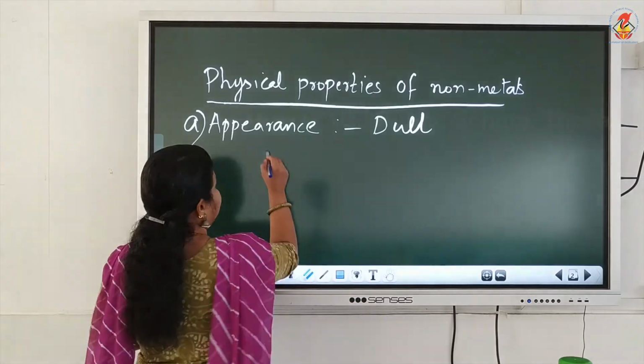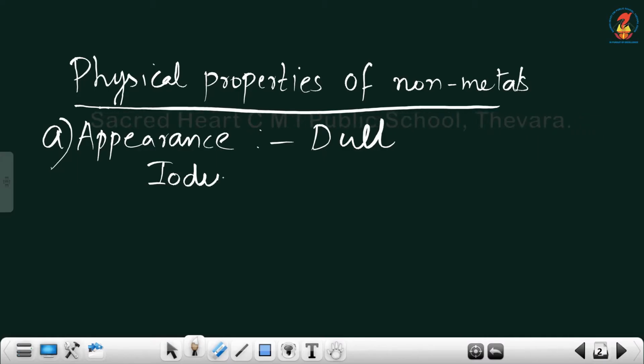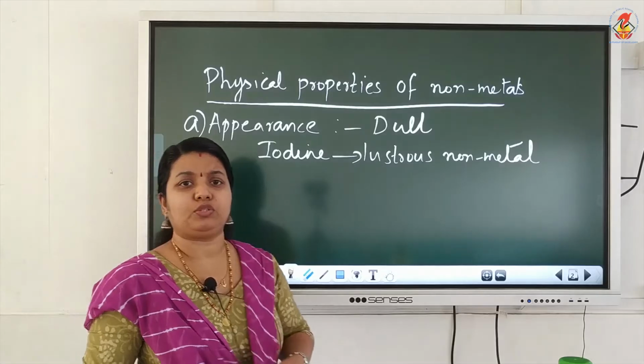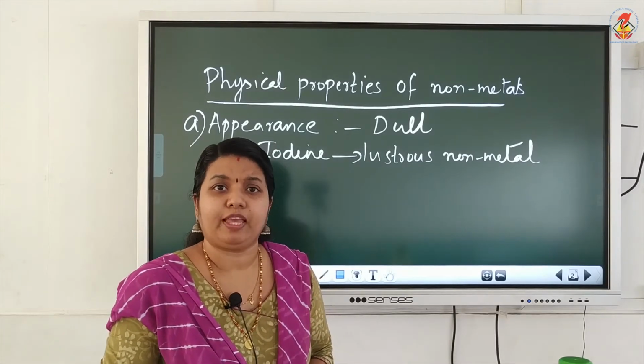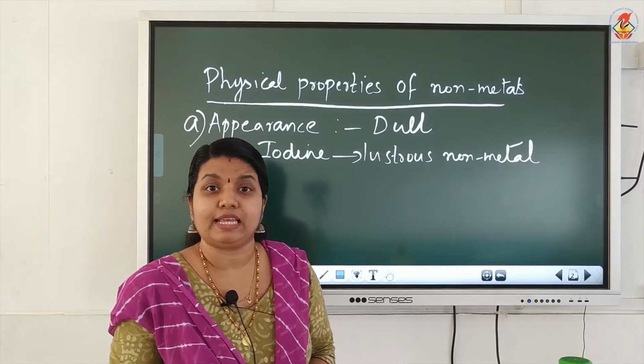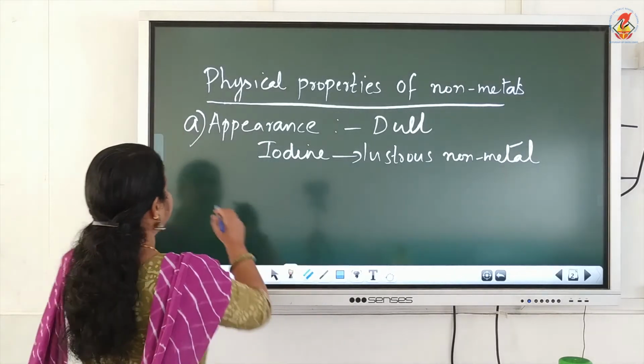But there is an exception, a non-metal called iodine. This is a lustrous non-metal. So generally non-metals do not have luster, they are dull in appearance, but iodine is an exception. It is a lustrous non-metal.